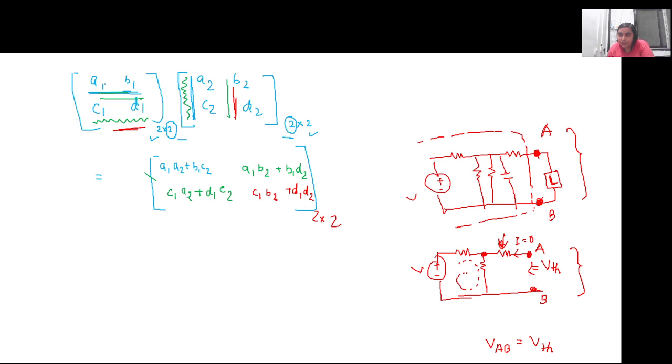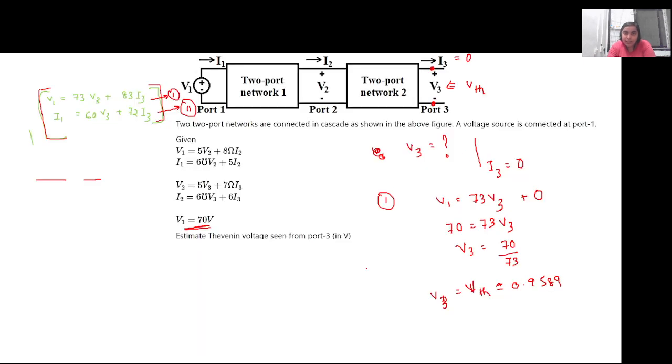In order to calculate this V terminal, we had to open up this end of the circuit. This load, which was connected before, we had to open it. That is, we considered that there was no current flowing through it since it was open circuited. Then we calculated the Thevenin's voltage, and the Thevenin's resistance across this terminal AB, and then finally we joined it with the load to get the Thevenin's equivalent circuit. So in this network 2, at this terminal V3, we have to calculate the Thevenin's equivalent voltage.